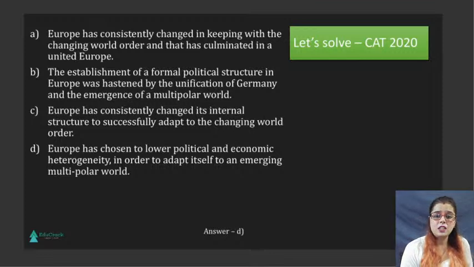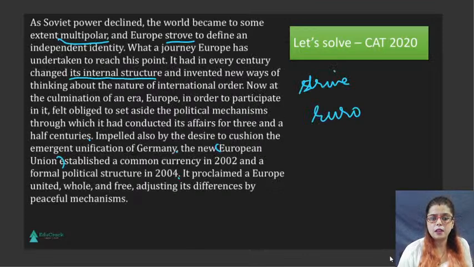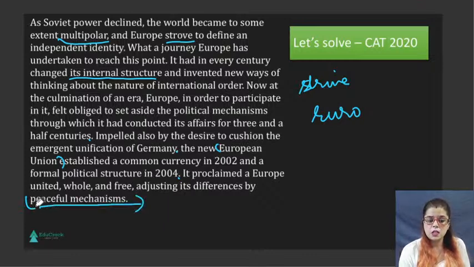Europe has consistently changed in keeping with the changing world order and has culminated in a united Europe. When we go back to the passage, does it give us the idea that it proclaimed a Europe united, whole and free, adjusting its differences by peaceful mechanisms? This is one thing. Then we say what a journey Europe has undertaken to reach this point. What point? Strove to define an independent identity. In every century, it had changed its internal structure. Now they are trying to participate in it by setting aside the political mechanisms.